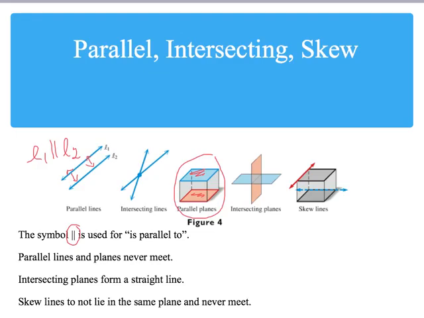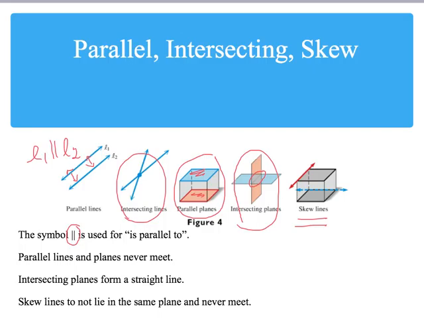Intersecting lines intersect in a point, and you can see that in this diagram. Intersecting planes, however, intersect to form a straight line. So if you look in the center there, you see that line that is formed by their intersection. Finally, skew lines and skew planes are never going to meet. So they're never going to intersect or touch.